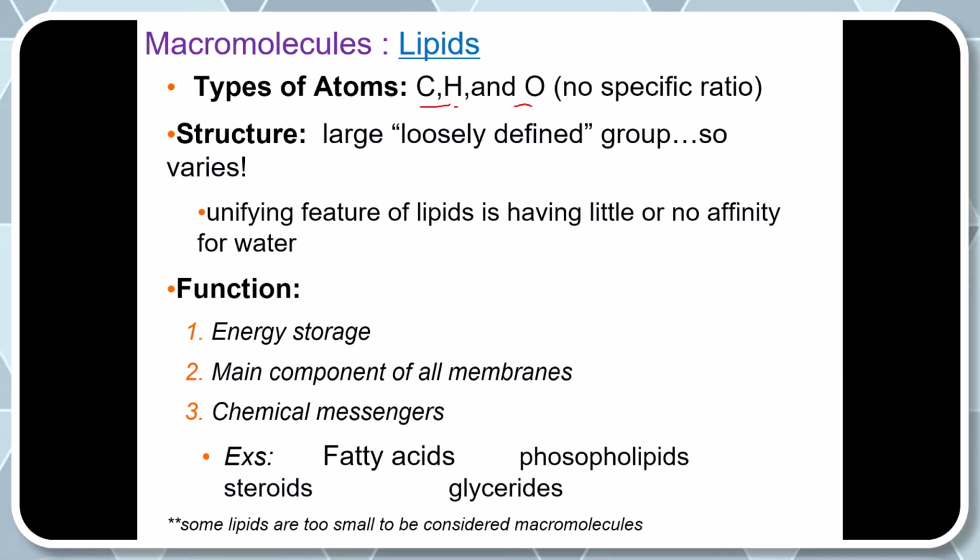Some of them can act as chemical messengers, like if you've heard of a steroid before, that's a chemical messenger. Some example lipids include fatty acids, phospholipids, and glycerides. And technically, some lipids are too small to be considered macromolecules, but don't get too hung up about that. If you're reading the book and the book says lipids are macromolecules, some lipids are too small to be considered macromolecules, so that's technically correct. But if we think about macros and nutrition and things like that, lipids definitely fall into that category.